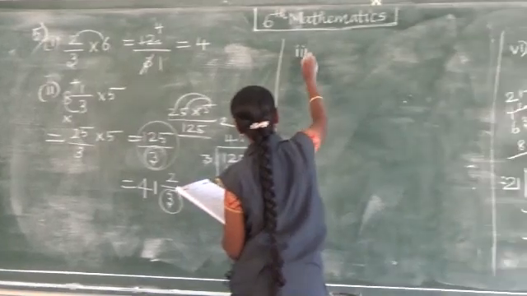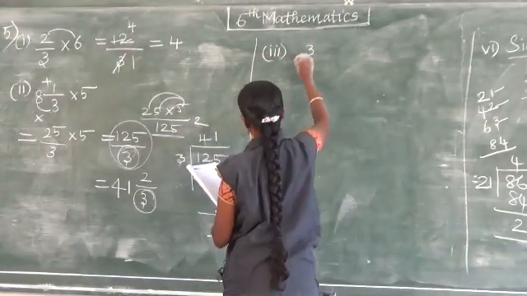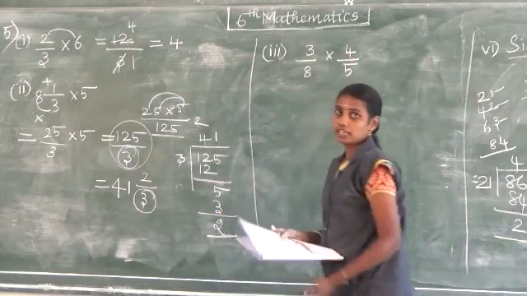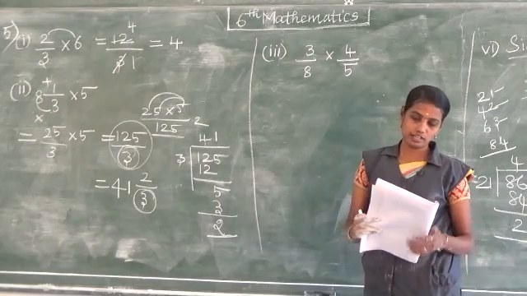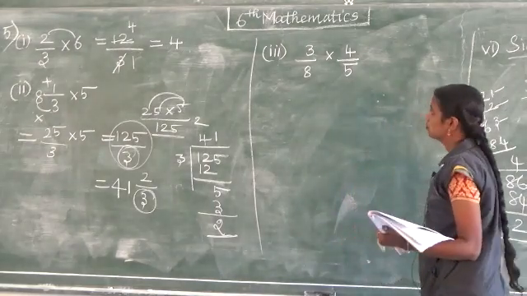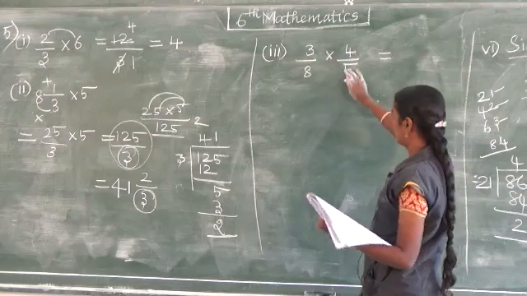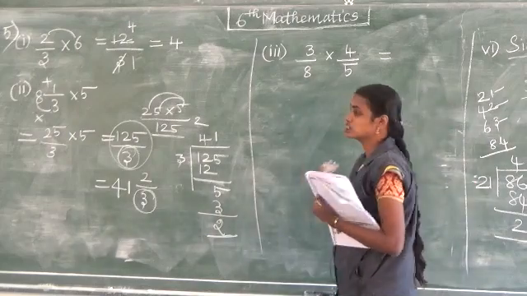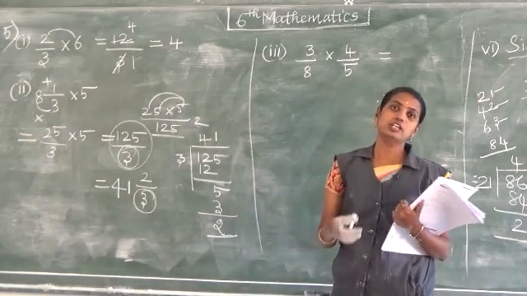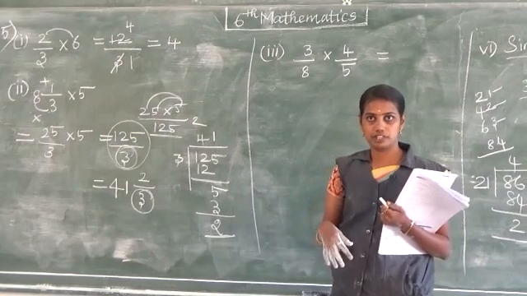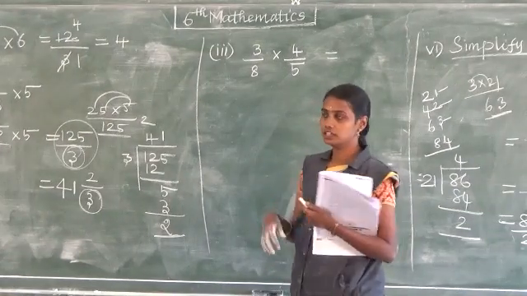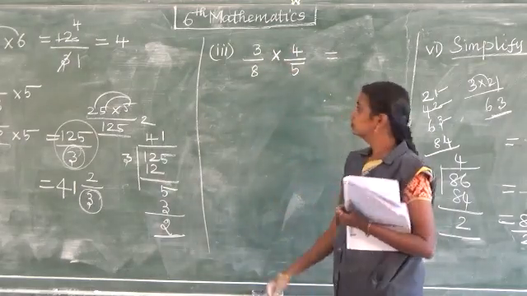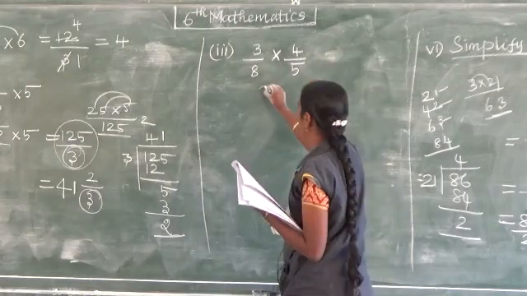Option 3. 3 by 8 into 4 by 5. Listen, in this problem you can multiply, and you can go for the cancellation. Cancellation means divide. Here you can ask me, miss, the question is multiply, why are you dividing? Every fraction can be simplified. Here it is multiplication, we are just cancelling using the table. Now I am multiplying, or else we can cancel.